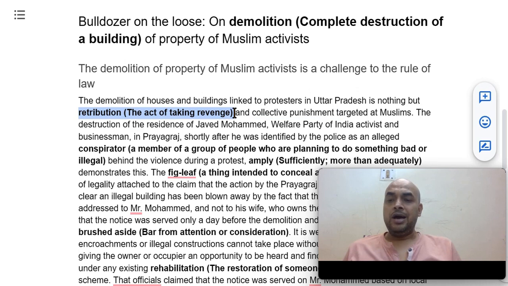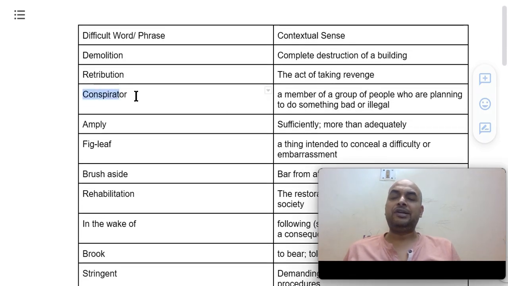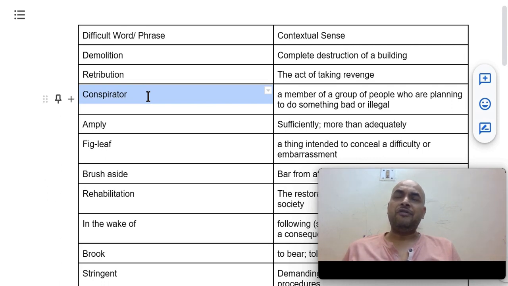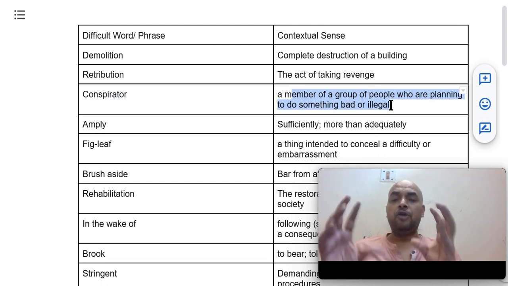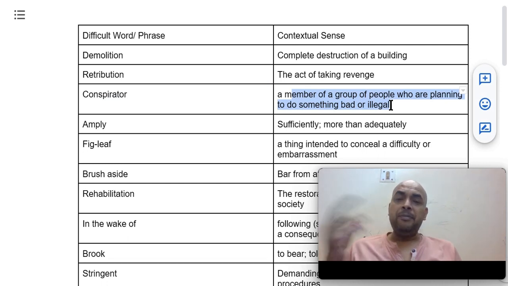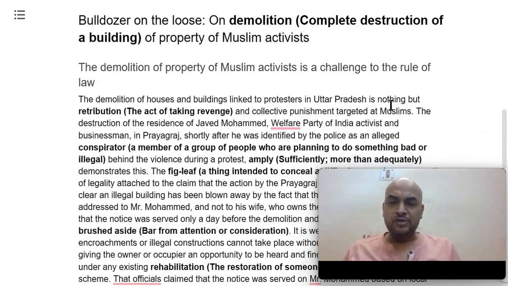Okay, and the next word we have got is conspirator. Conspirator, if you have heard, conspiracy means षड्यंत्र हिंदी में कहते हैं. A conspirator is a member of a group of people who are planning to do something bad or illegal. So if there's a group, and the members are planning to do something illegal, something bad, they will be called a conspirator. And let's see the contextual uses.